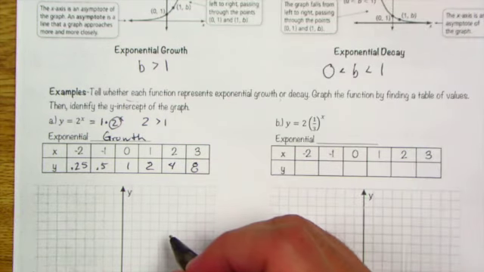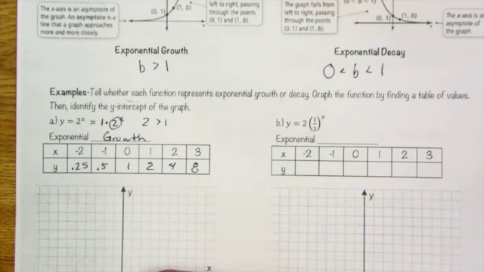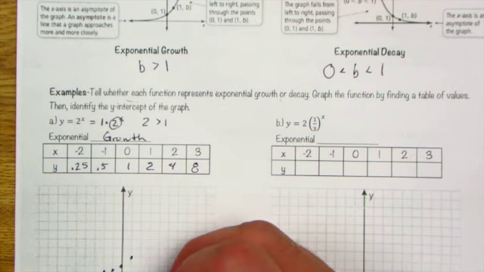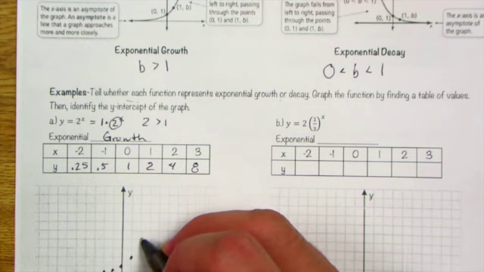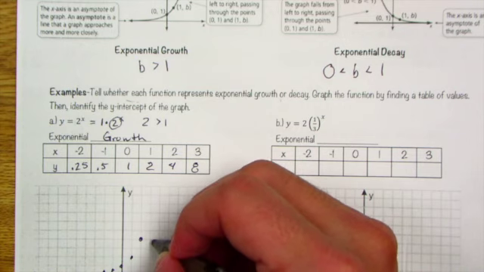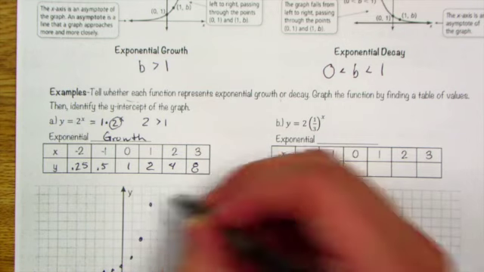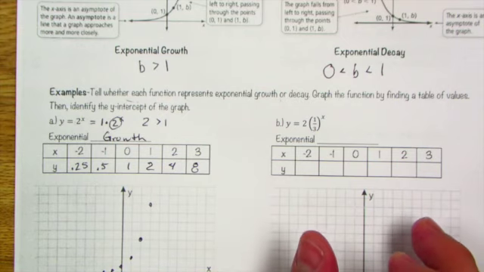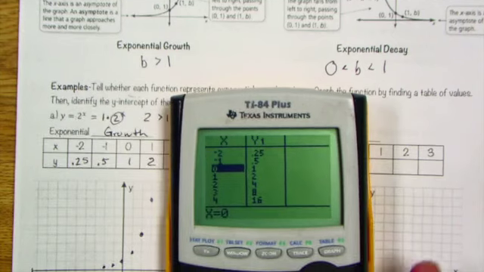Okay, and we can actually graph this. So at -2, the value is 0.25, so it's going to be really close to that axis. And then -1 is 0.5, a little further away. 0 is 1, 1 is 2, 2 is 4, and 3 is 8. 3, 1, 2, 3, 4, 5, 6, 7, 8. So again, you have this very standard sort of graph.